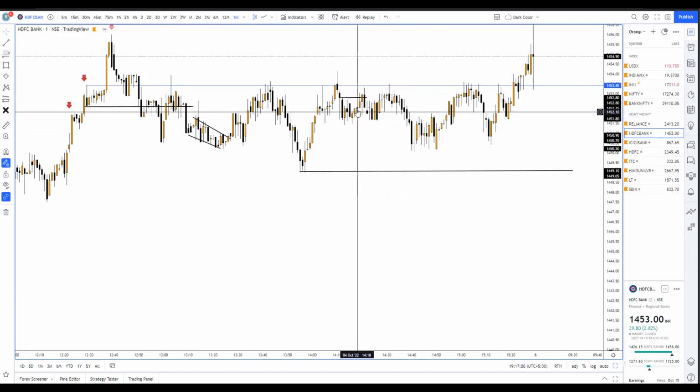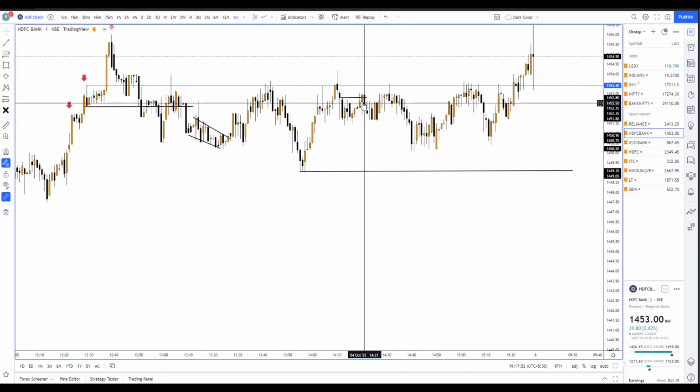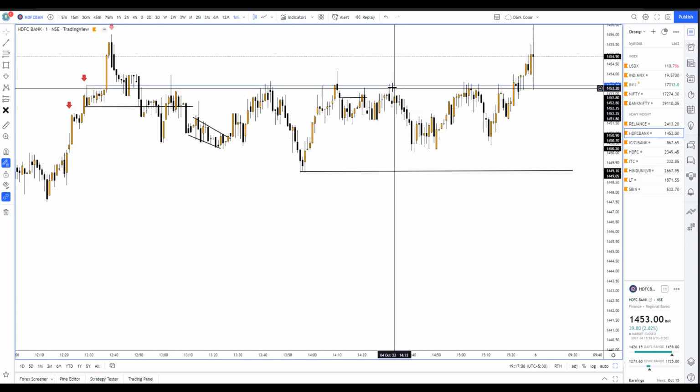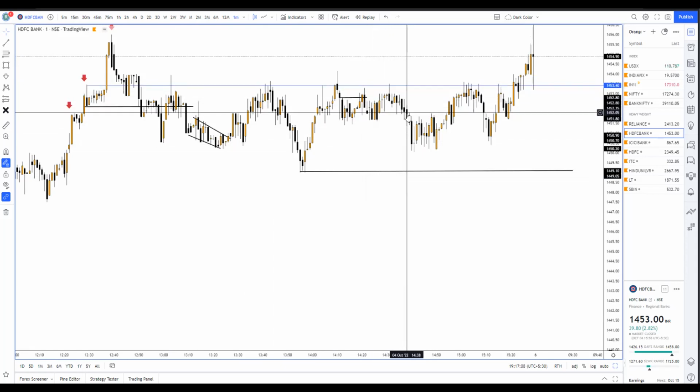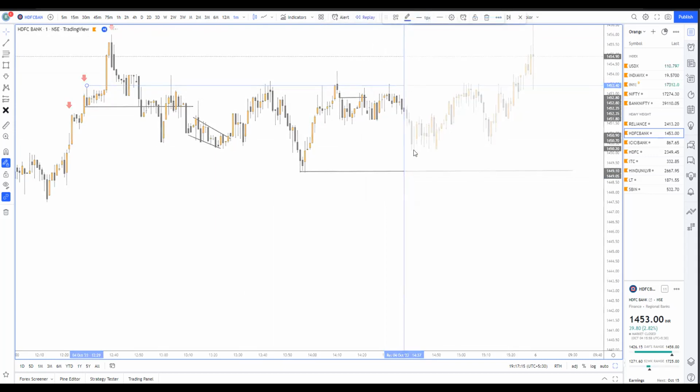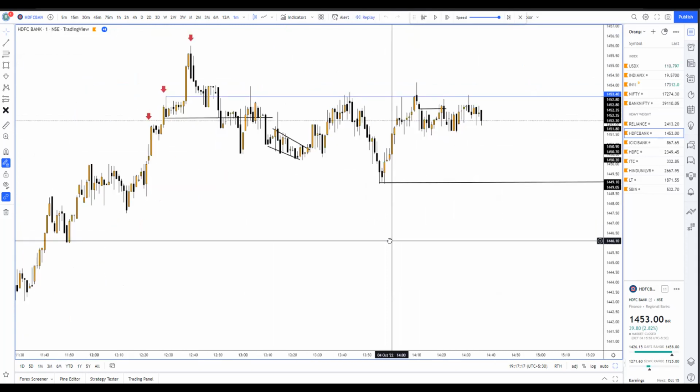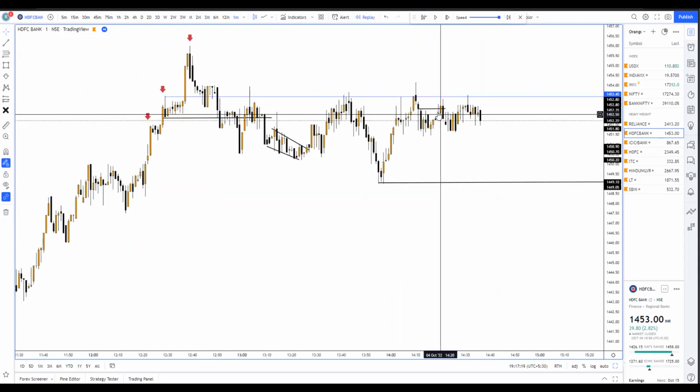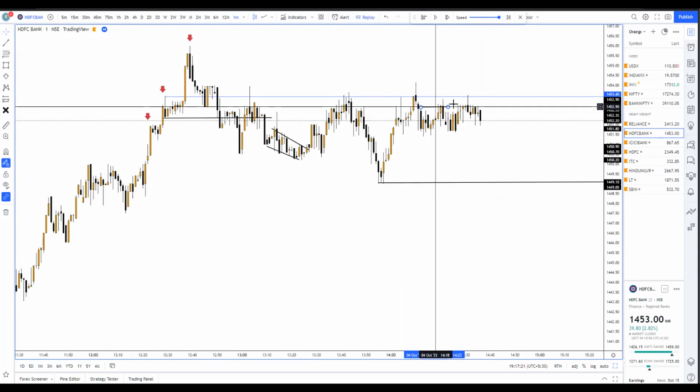1, 2, 3, 4, 5, 6, 7, 8, 9, 10. 10 minutes pass, market has not gone to your target. Comes back down, goes back up, retests again, gives a pin bar, comes back down. See, by the time market has come to this area, I will just hide this. By the time market has come to this area, you have a history in play.